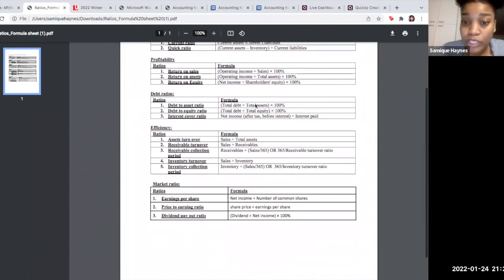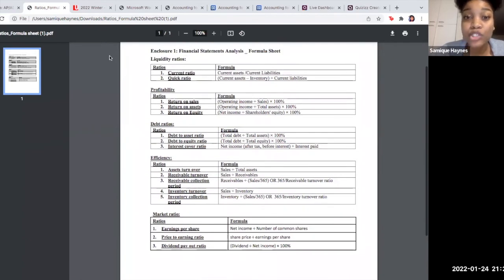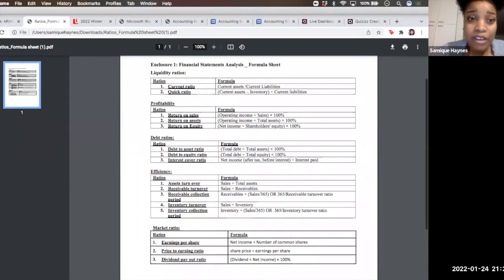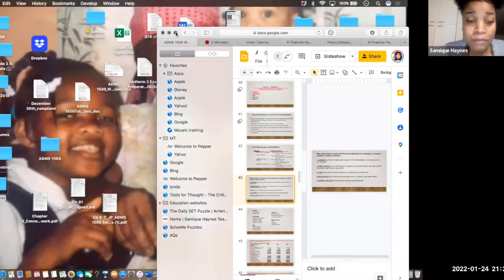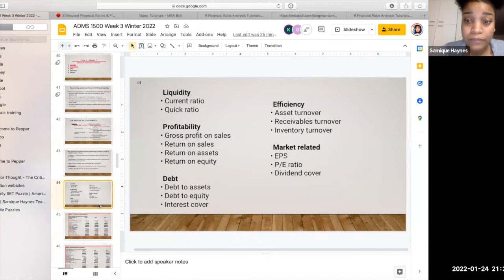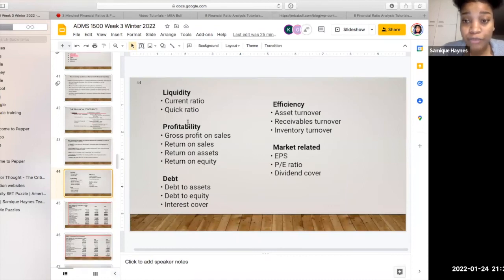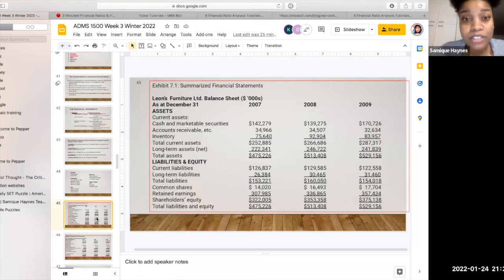So you're literally just going to be plugging numbers into these formulas. It's very, very, very simple. So don't worry about having to memorize anything. All right. And this here is just a list of all the different ratios. Again, those are already placed in your formula sheet, which you can use in the midterm.